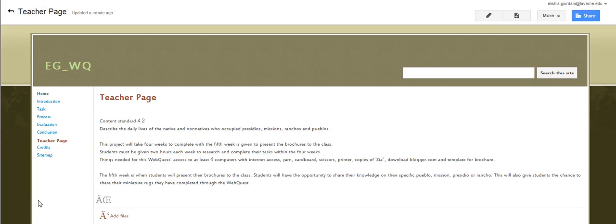The last page on the web quest is the teacher's page. It explains the content standard of the web quest, which was Content Standard 4.2, which is describe the daily lives of the native and non-natives who occupy presidios, missions, ranchos, and pueblos. It explains to the teacher how many weeks it should take, also what the teacher needs.